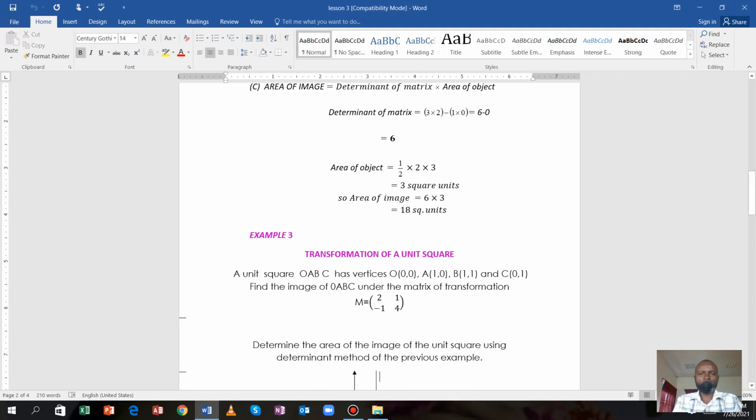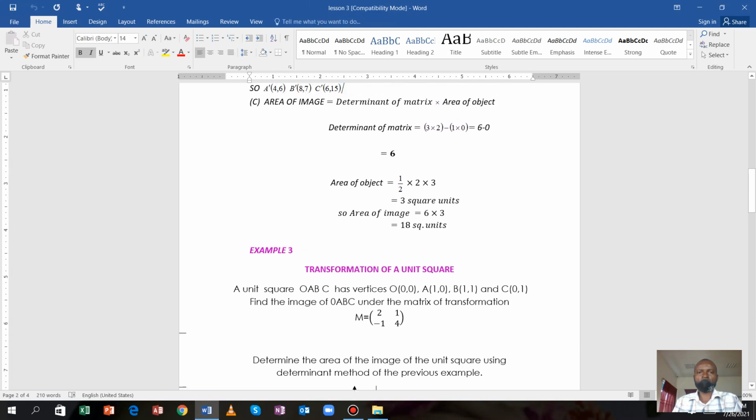So to get the area of the image is very simple. Get the answer you got for determinant of the matrix, which was 6. And what have you got as the area of the object is 3. So 6 times 3 is 18. You shall have got the area of the image. However, the question was saying sketch the object and the image. Hope you remember that.